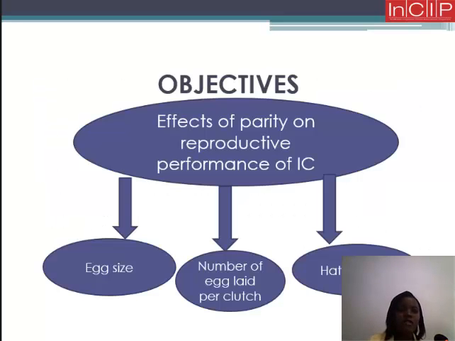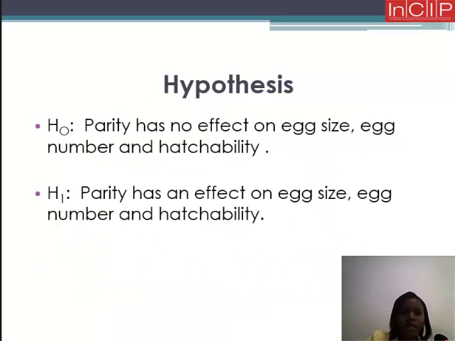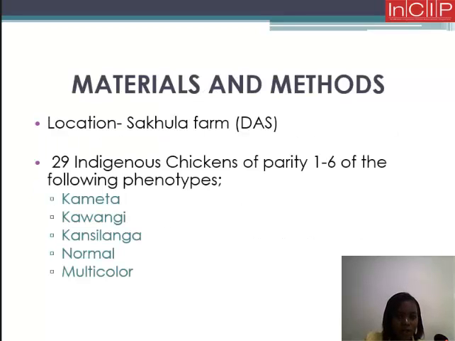The overall objective of this research was to find out the effect of parity on the reproductive performance of the indigenous chicken, while the specific objectives were: one, to find out the effect of parity on egg size, to find out the number of eggs laid per clutch, and also to find out the effect of parity on hatchability. So that's a hypothesis that was used in this research.